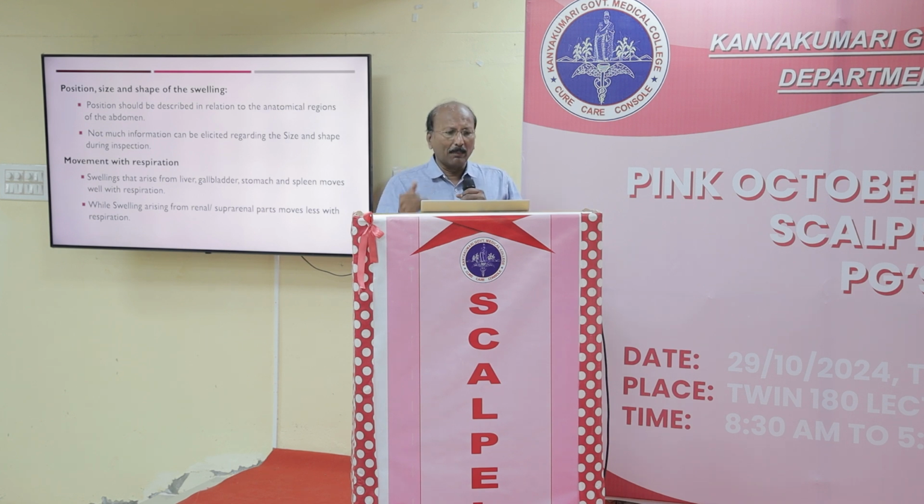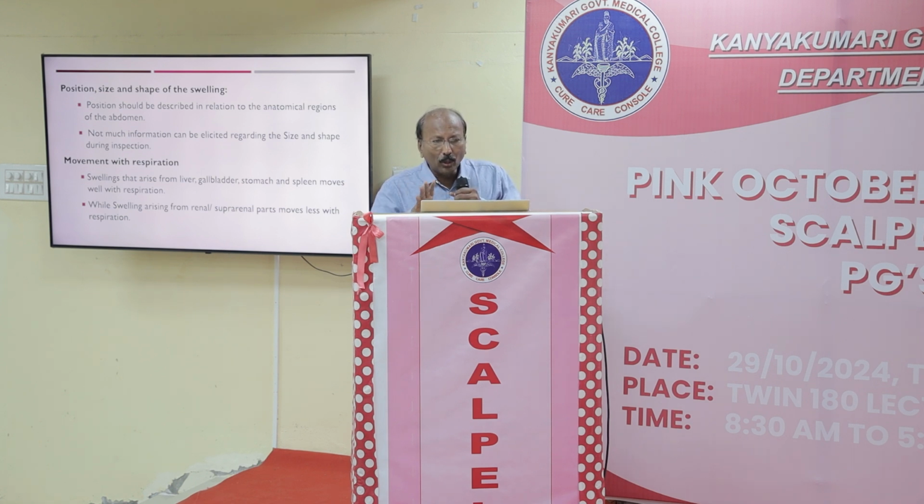Whenever you see a mass, you have to note the position, which quadrant it is in, then the extent of the mass. For example, an appendicular mass will not be in the right iliac fossa, isn't it? In our practice, an appendicular mass is usually in the ilio-lumbar region, extending onto the other quadrants. Suppose it is an epigastric mass, like carcinoma of the stomach, it can extend onto the left hypochondrium, the right hypochondrium or the umbilical region.